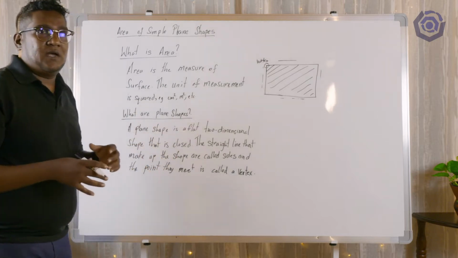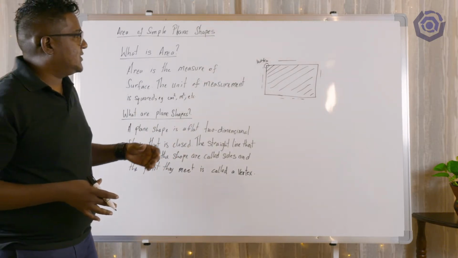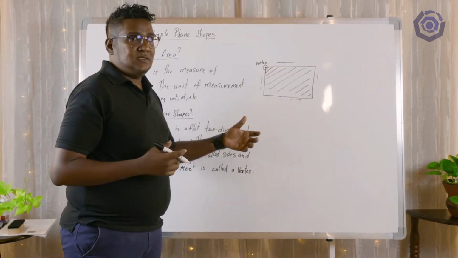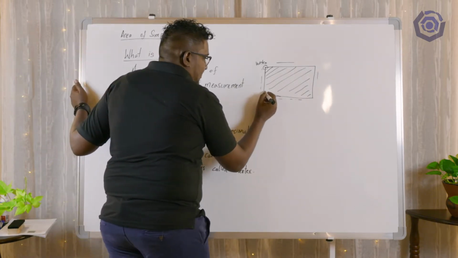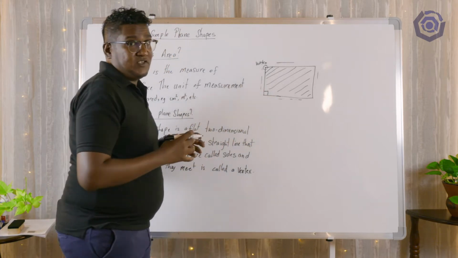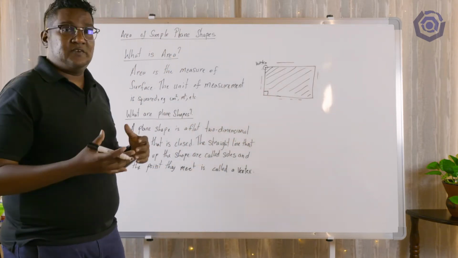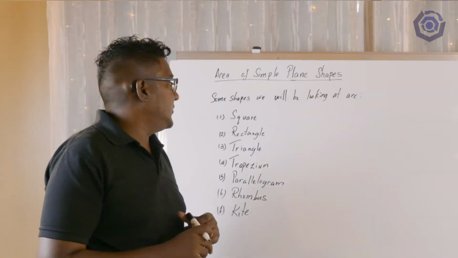So as we go through the properties of plane shapes, you would hear me using the words sides and vertex. And in some cases, interior angles, which would be the angle inside of a shape.